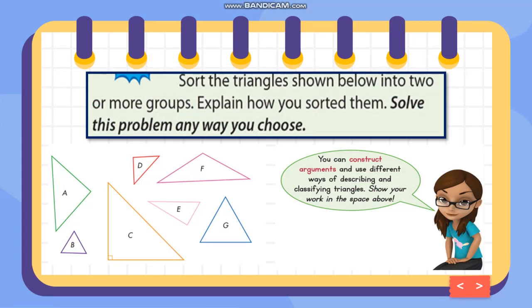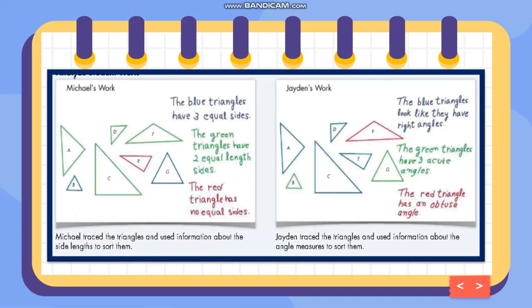Sort the triangles shown below in 2 or more groups and explain how you sorted them. Solve this problem any way you choose. So here you can construct arguments and use different ways of describing and classifying triangles. You're going to show your work on this page above. I will show you the work of these two students, Michael's work and Jaden's work.